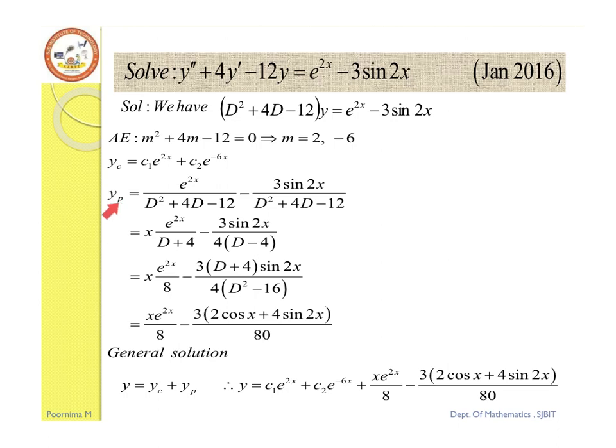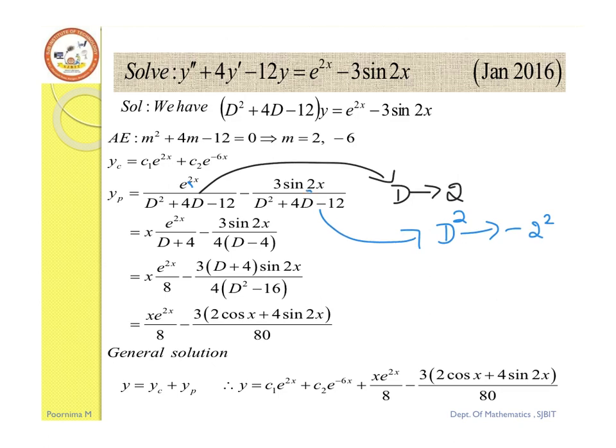Next we come to the part yp. Since we have two different nature functions, let us separate accordingly. The first part is e power 2x divided by f of D, and the second is minus 3 sin 2x divided by f of D, where f of D is D square plus 4D minus 12. According to the procedure, for the exponential we replace D by 2, where 2 is the coefficient of x. Next, for the sine term, we replace D square by minus 2 square, again 2 being the coefficient of x.